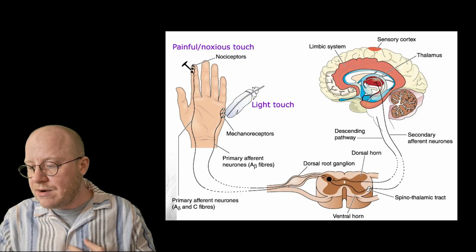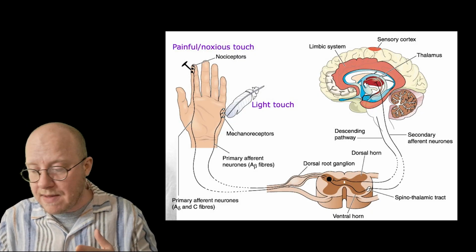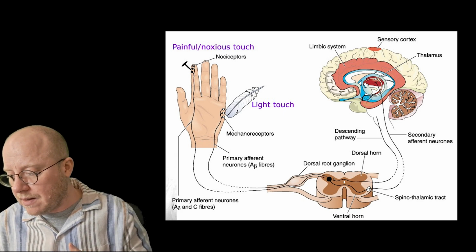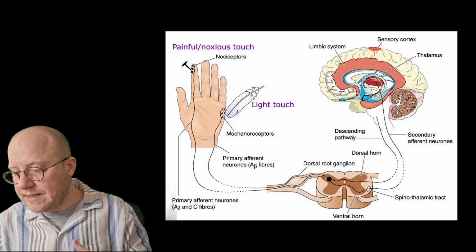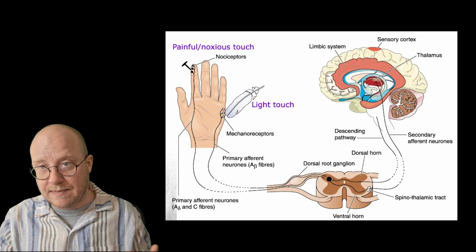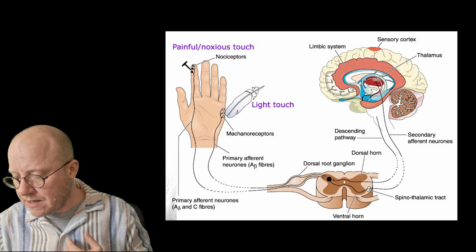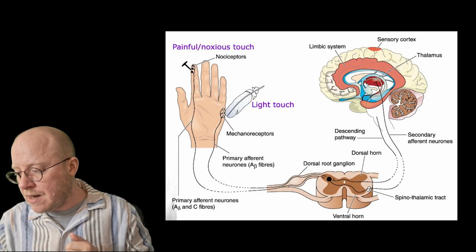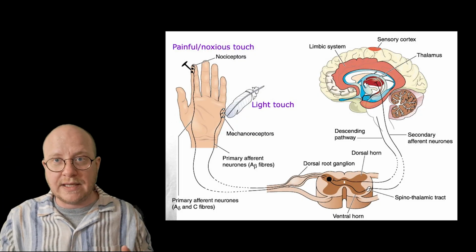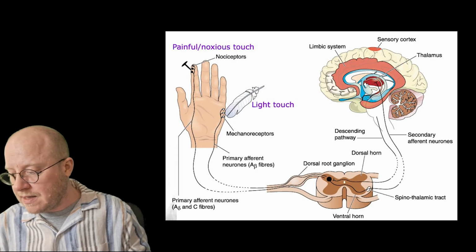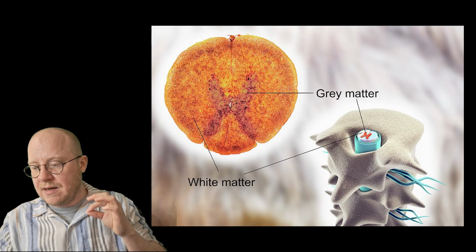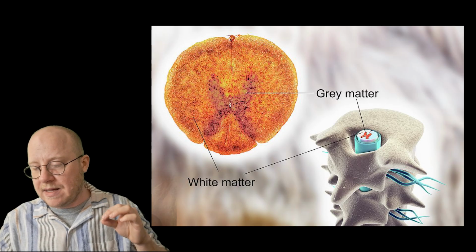The neurons that carry this information enter the gray matter of the spinal cord but are directed out into the white matter. Okay, that's interesting. So the neurons come into the gray matter and then are directed out into the white matter.